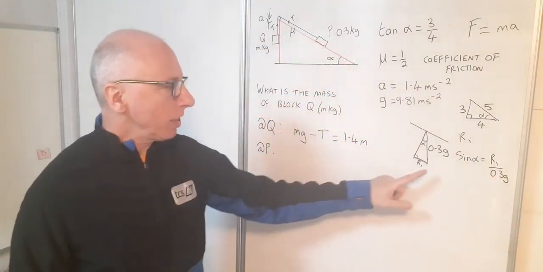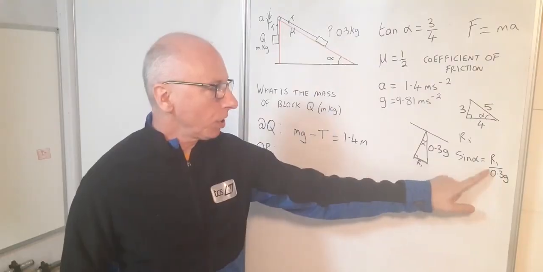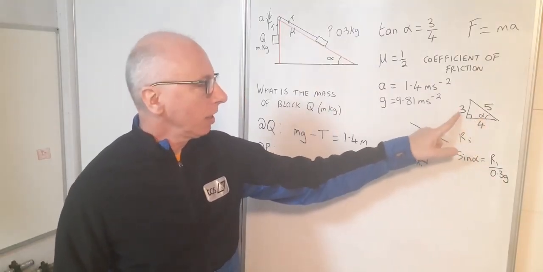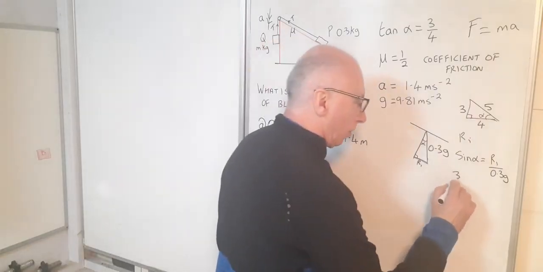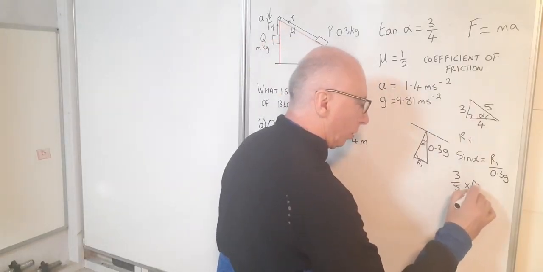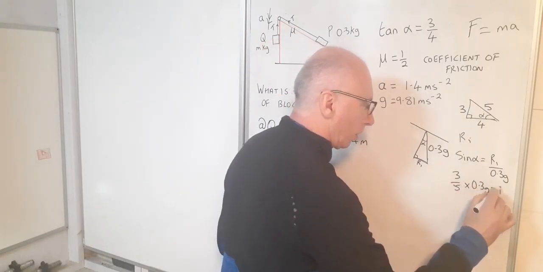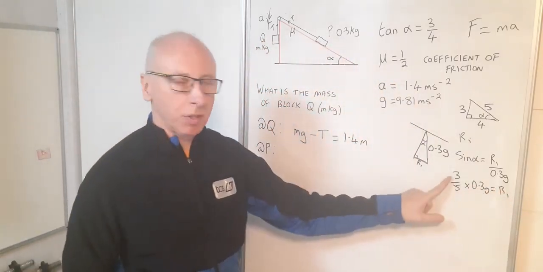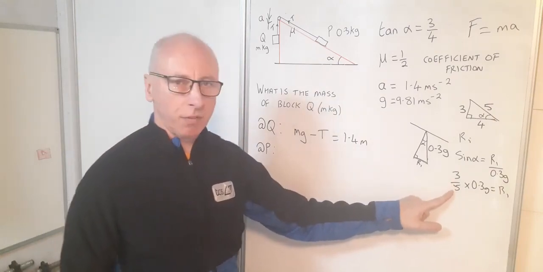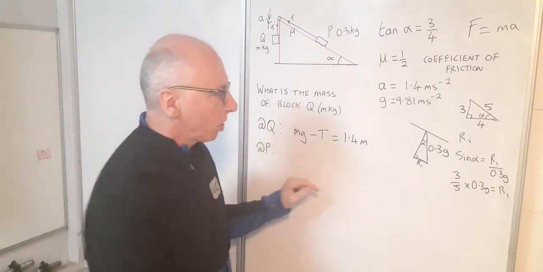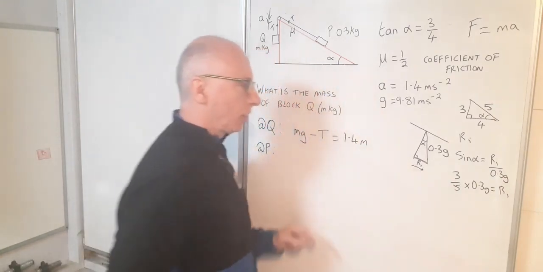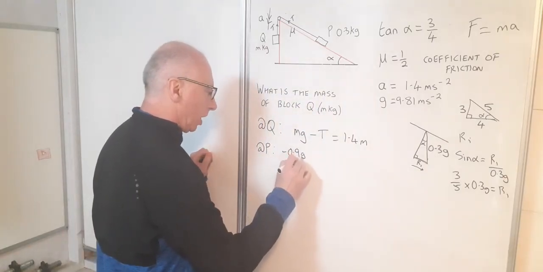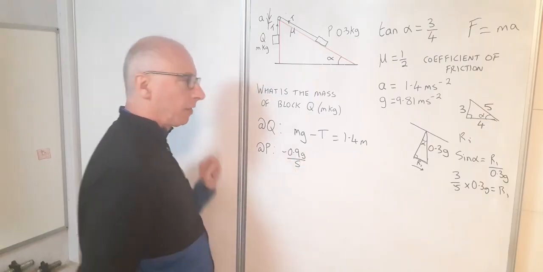Okay, so now what is that force? We just need to multiply 0.3 g by sine alpha. And what is sine of alpha? 3 over 5. So 3/5 times 0.3 g equals R1. So that's our force there. If you do 0.3 times 3 is 0.9. 0.9 g over 5, that'll be our force. And remember, it's going in this direction. So we've got minus 0.9 g over 5.